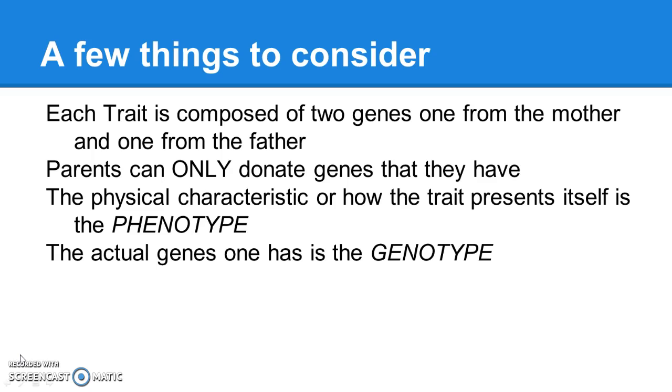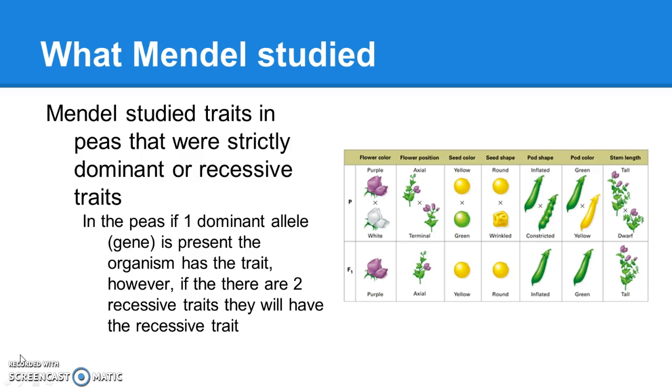The actual genes that one has is the genotype, and a lot of times we're going to write these in the form of letters. They're going to be upper and lowercase letters. Sometimes they're going to have superscripts or subscripts, but they're generally going to be letters.